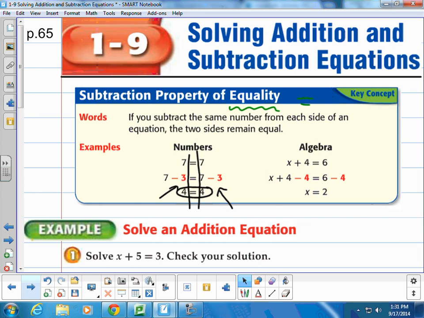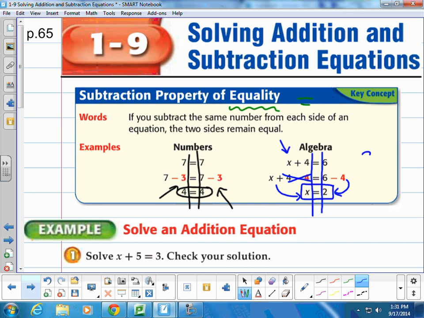Same thing on this other side. Even if both sides don't look equal right away, they're telling you that they are. A number, x plus 4 is equal to 6. So then we can find out what x is by doing the opposite, getting rid of that 4, bringing down our x, subtracting 4 on this side as well, ending up with 2. And we know we can check our solution by doing 2 plus 4 equals 6. 2 plus 4 is 6, so my solution was correct.